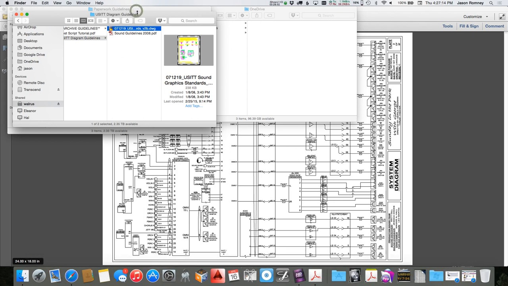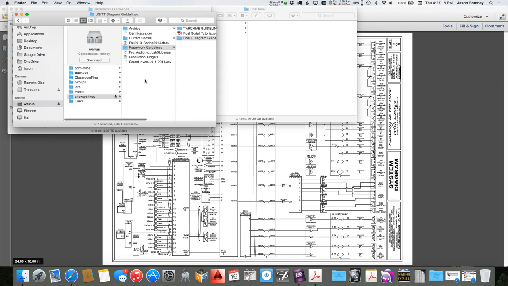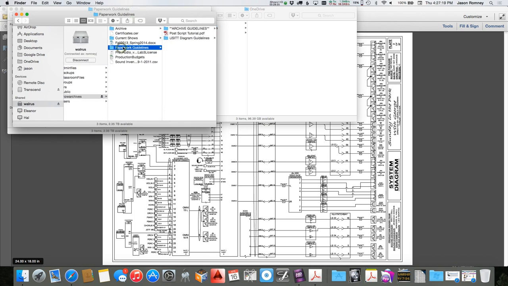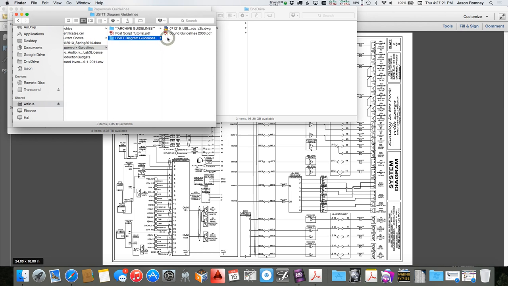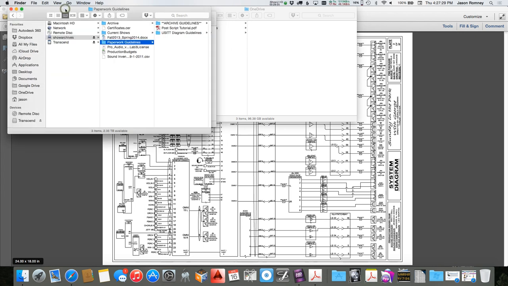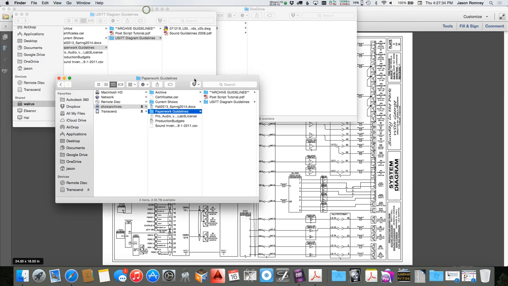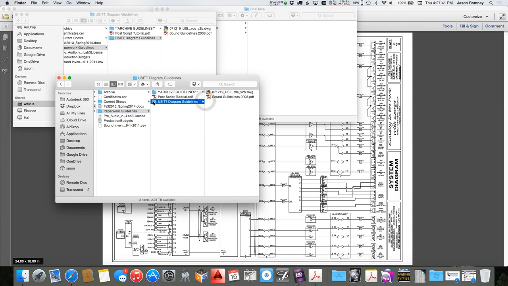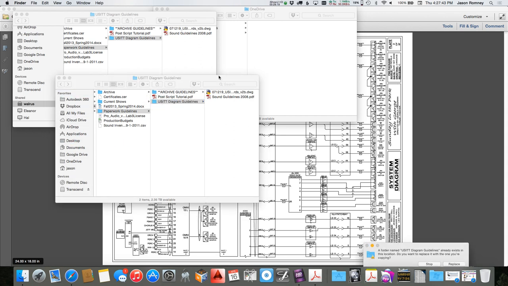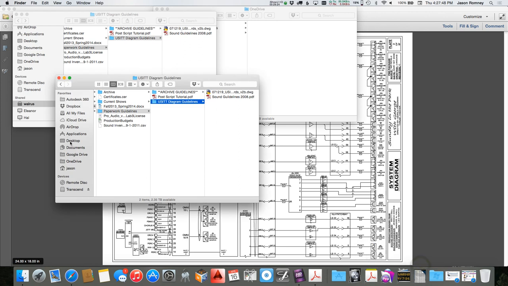What's that path again? I'm sorry. So from the show archives, there's a folder called Paperwork Guidelines, and then USITT Diagram Guidelines. You would want to just copy that to your computer. Don't open it from the server. However, once you get there, copy it for fun here. So it's already there.